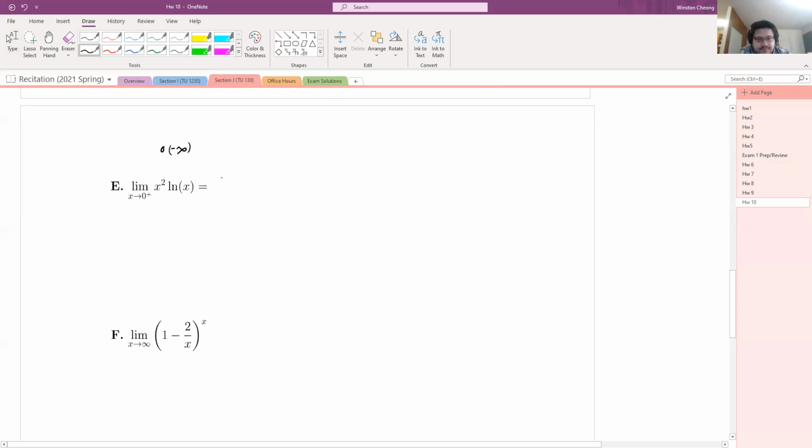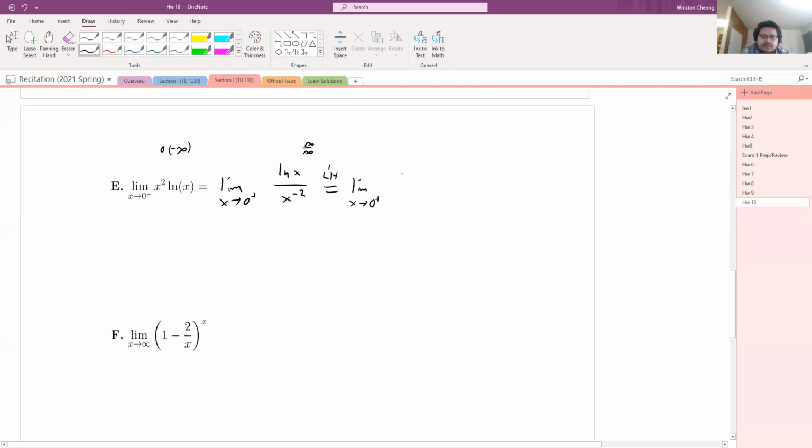All right, where's my cursor? Okay, so first we start with just an algebraic step. We rewrite the x squared on top into a negative x to the negative second on the bottom. And in this case now, we have infinity over infinity. You can check, which means we can use L'Hopital's at this point.